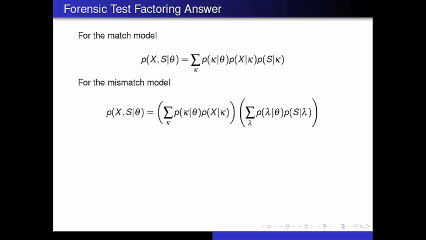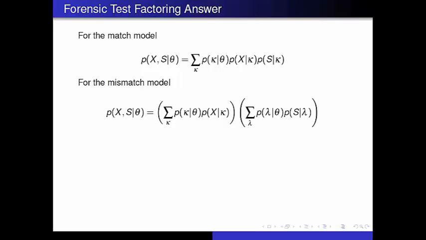This is pretty straightforward, especially for the match model. There's only one variable that's being summed over, so there really isn't any factoring that matters in terms of computational complexity. Every single one of our terms has kappa in it, and we're summing over kappa. So clearly none of those things can be factored outside of that summation. No need for any parentheses.